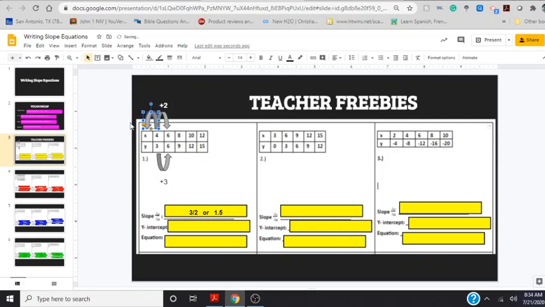Alright, so I have a new arrow, and I'm going to copy this.